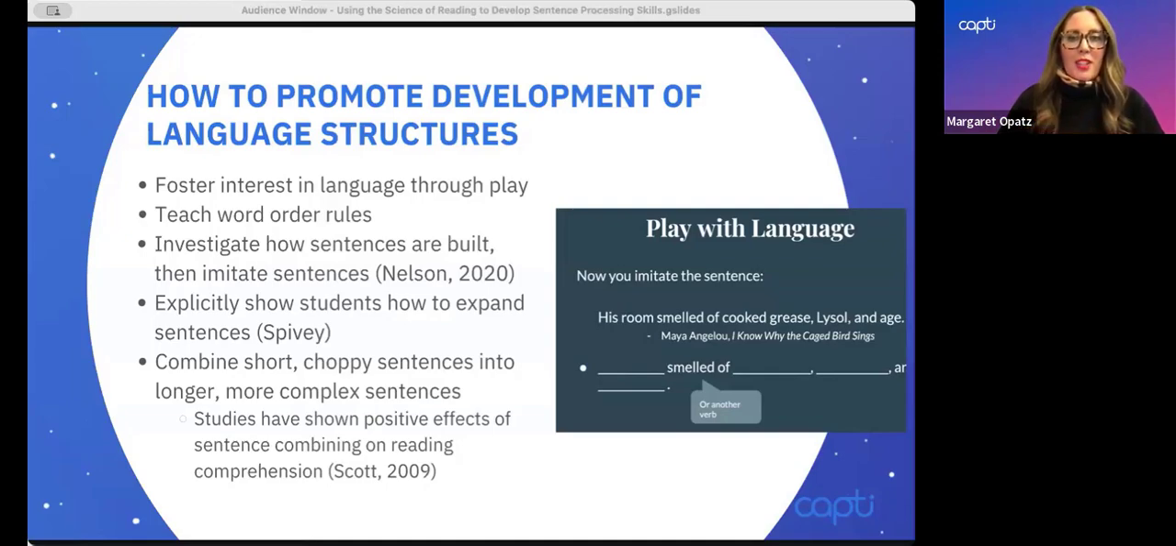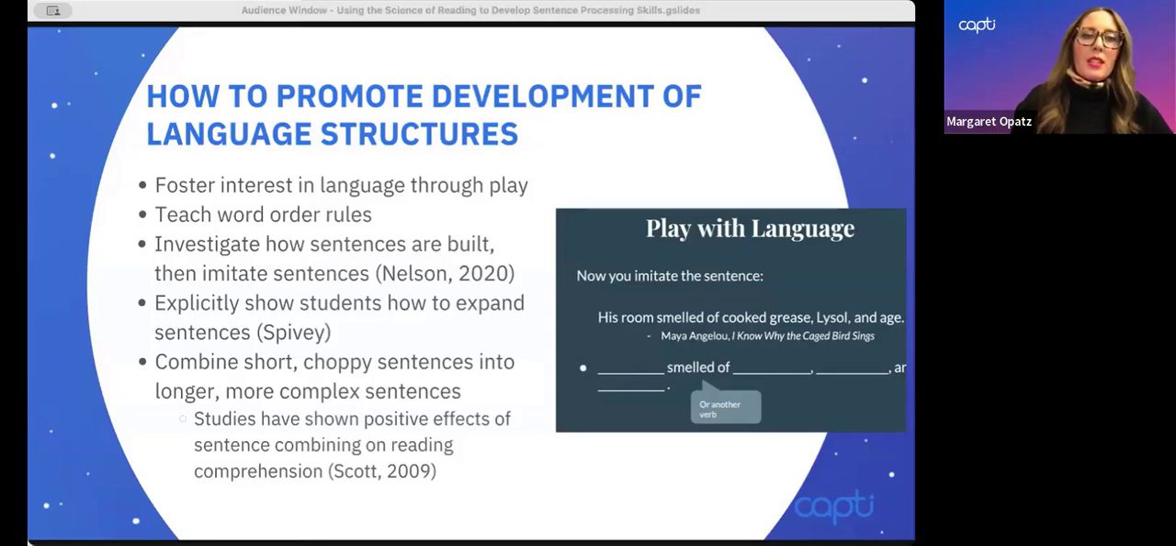So I have an example here on the right from Maya Angelou. You could actually imitate sentences from some of the text that you're reading and get students to test it out. Can they use that same type of sentence structure to write their own sentence? What made it sound like that? Could they make it better? Could they change it to differentiate the message? So that's one way, fostering interest in language through play.